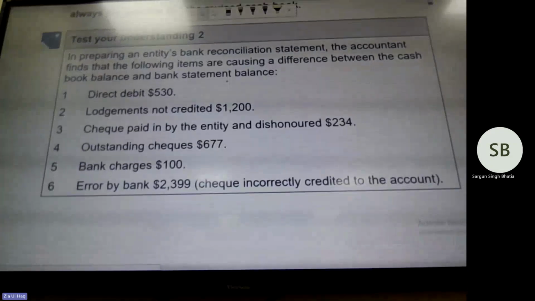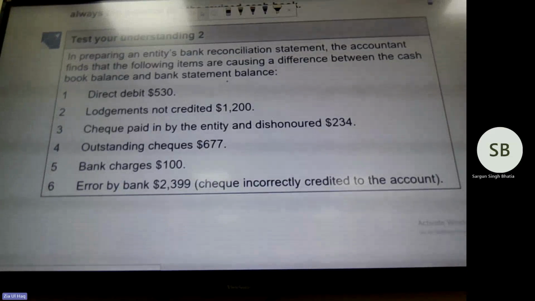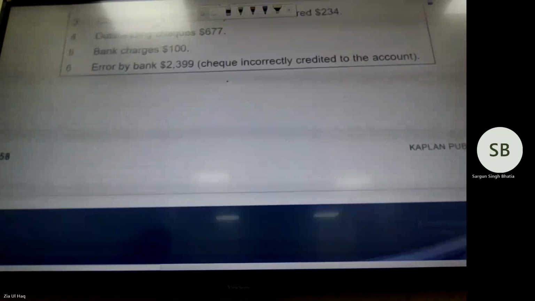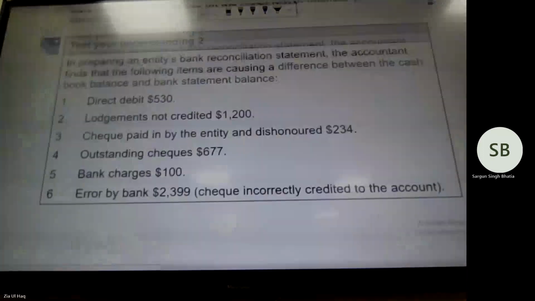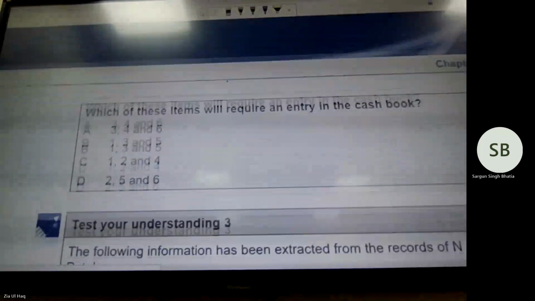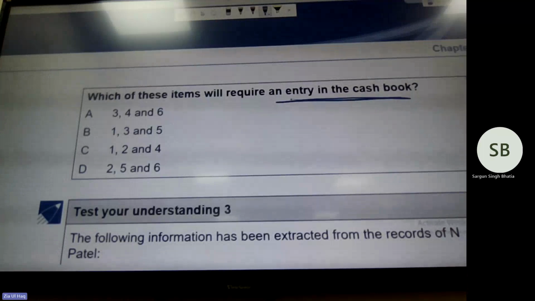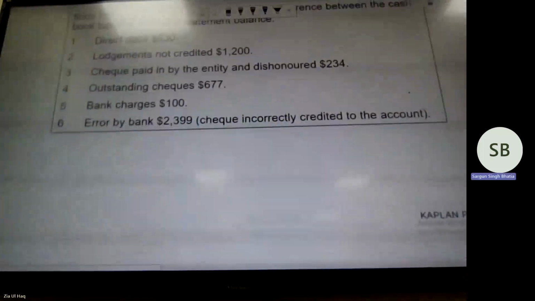Test your understanding too. What we need to do? Which of these items will require an entry in the cash book? We need to identify whether it is our mistake or not our mistake. Obviously, if it is our mistake, we need to adjust in the cash book. In the cash book, yes, sir.